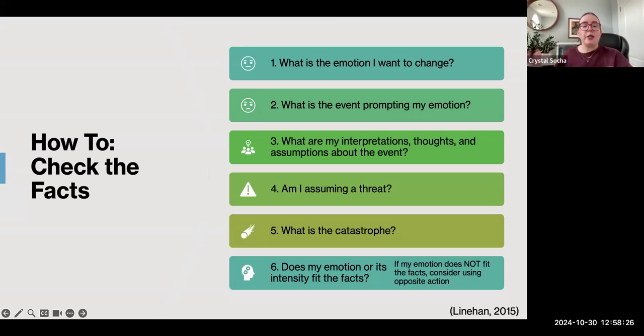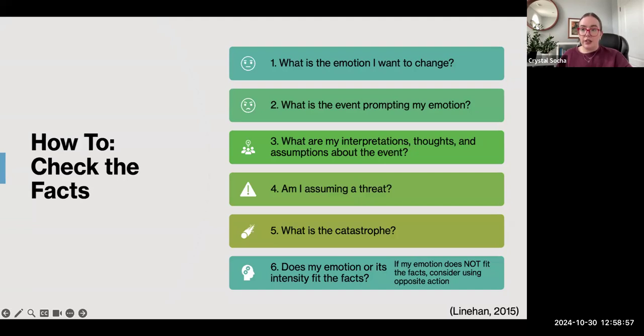So now that we're interpreting this situation of my friend must not like me, I must have done something horribly wrong, you want to ask, am I assuming a threat? So we know danger and discomfort are 2 different things. So chances are I'm not in danger. I might be uncomfortable that maybe I embarrassed myself or I said something wrong or whatever that case may be, but I'm not in imminent danger.